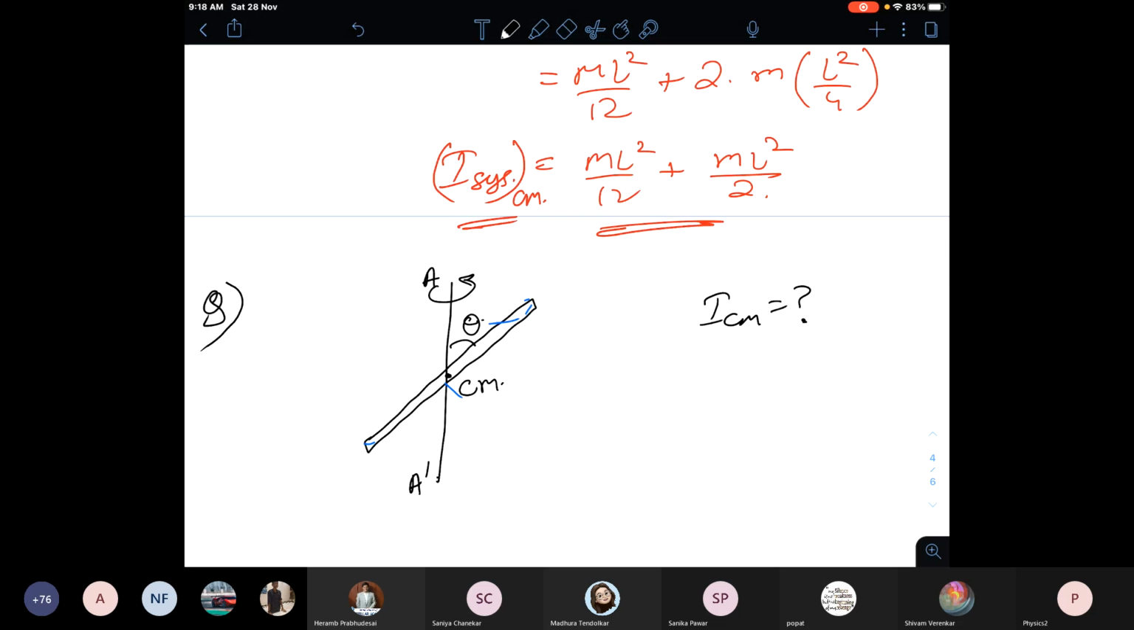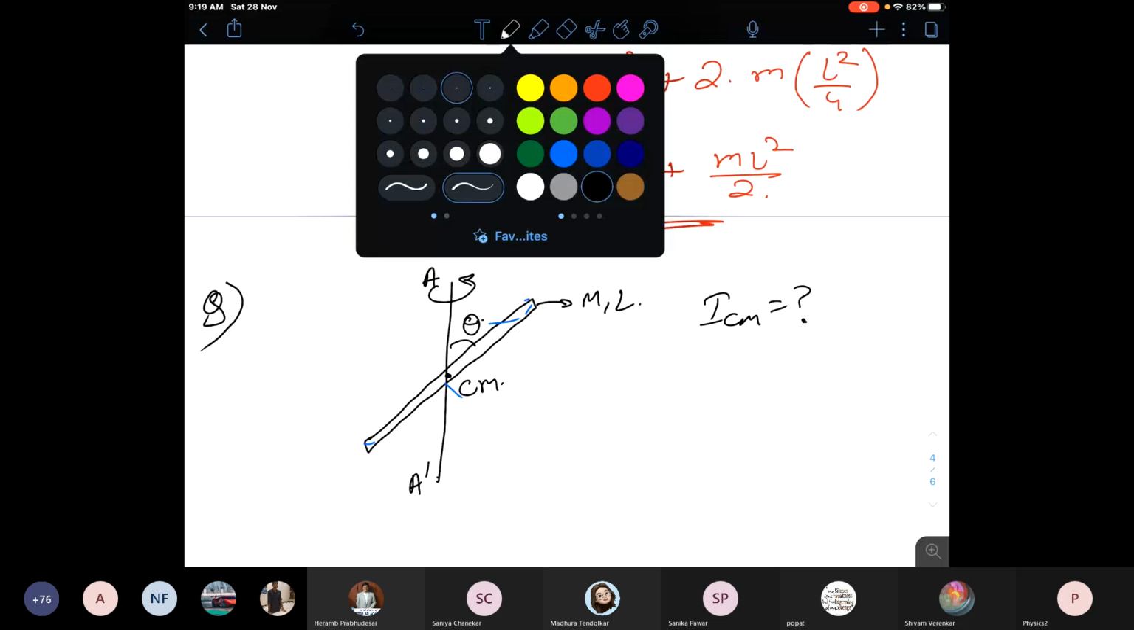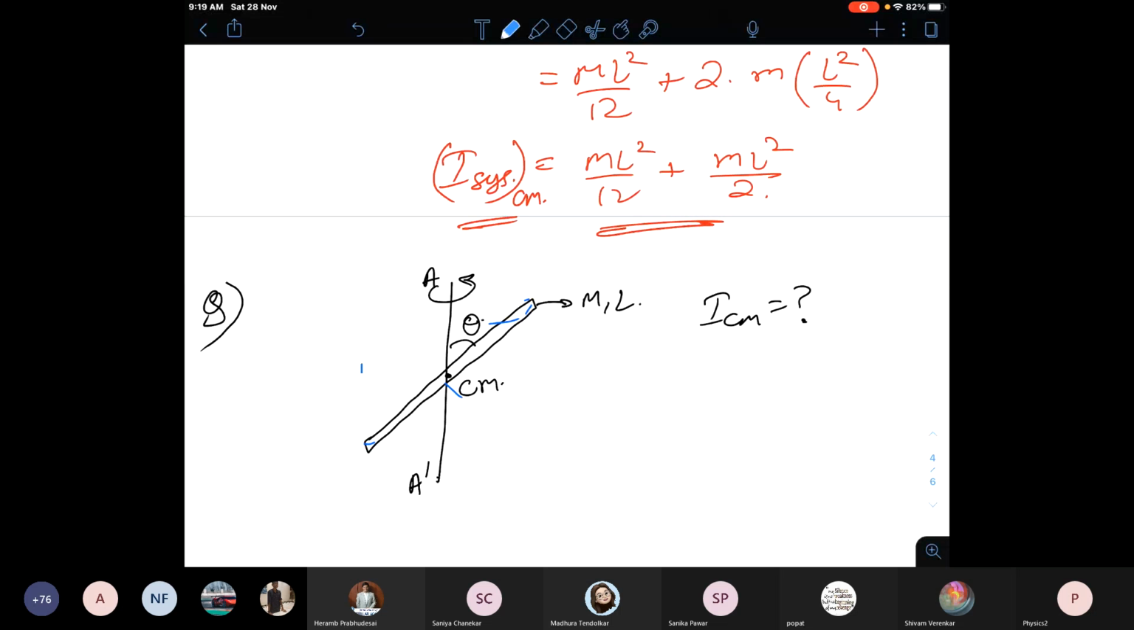Let's see. The mass is m, length is l. We don't have to worry about it. What we can say is that earlier, when the rod was like this, the moment of inertia in this case came out to be ml square by 12. This we know.